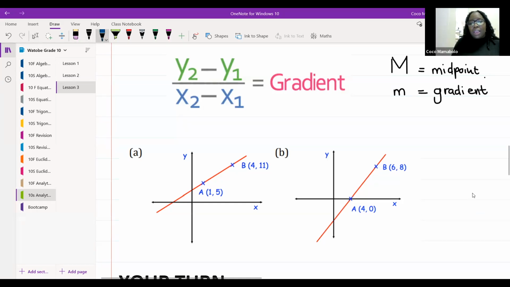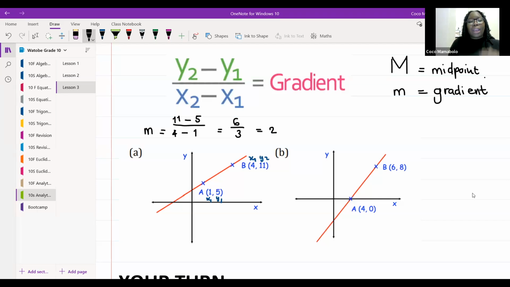We're going to name A: I'm going to call this one X1 and Y1, and go to the B values and name this X2 and Y2. Gradient m is equal to my Y2 value, which is 11, minus my Y1 value, which is 5, over my X2 value, which is 4, minus my X1 value, which is 1. That is 11 minus 5, which gives me 6, divided by 4 minus 1, which is 3. So my gradient is 2.